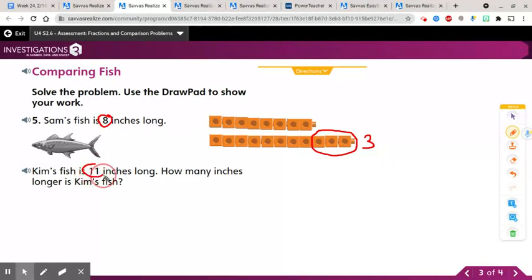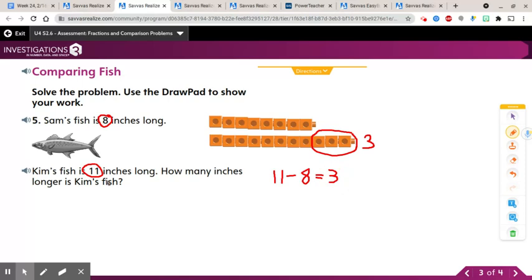Okay, so you can write an equation. So think about how you can use these two numbers to write an equation and try to do that now. So you can do a couple of things. You can say 11 minus 8 equals 3.